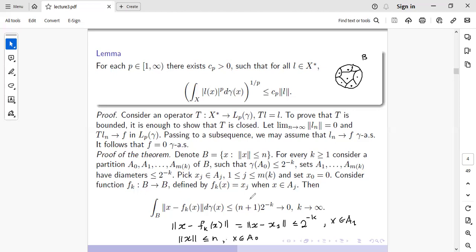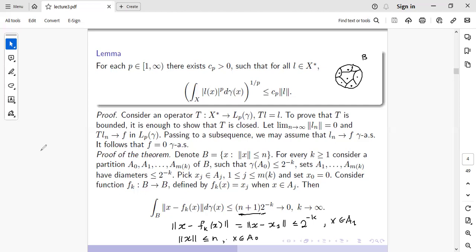Okay, but the measure of A_0 is less than 2 to the power minus k. So when we integrate over A_0, we get this term. And when we integrate over all other sets A_1 to A_m, we just integrate a function which is bounded by 2 to the power minus k. Thus, we have this estimate, and in the limit, it gives 0 when k goes to infinity.